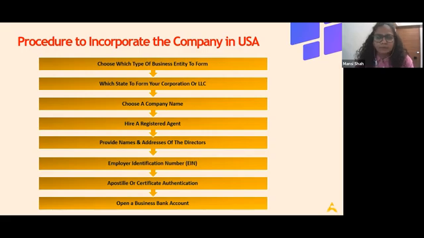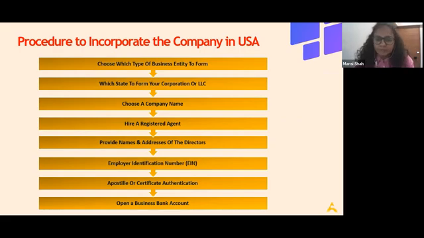Then the next step is the name and address of directors. Again, there is no requirement of a resident director in US companies. Anybody can be the director, whether it is a US person or non-US person.